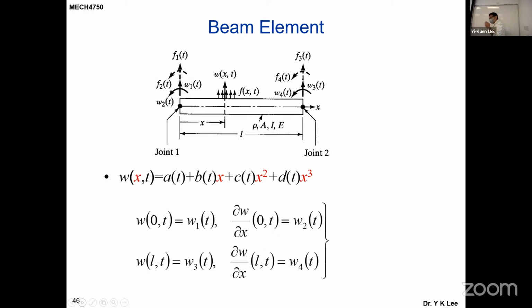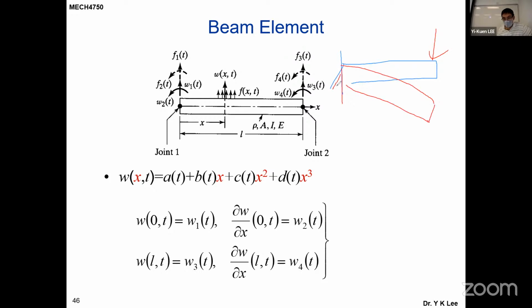Okay, now I talked about two kinds of elements, the bar element and the torsion element, right? And next is the vibration of the beam element. For the beam element, what should we do? What's a beam? A beam basically is a slender beam, and we have a loading, and then we cause some deformation, right?